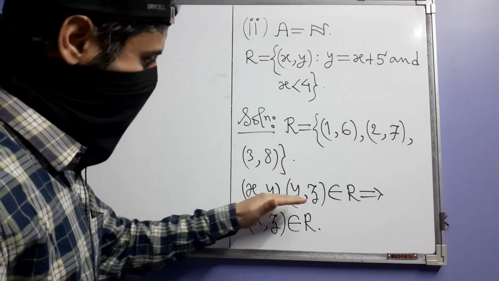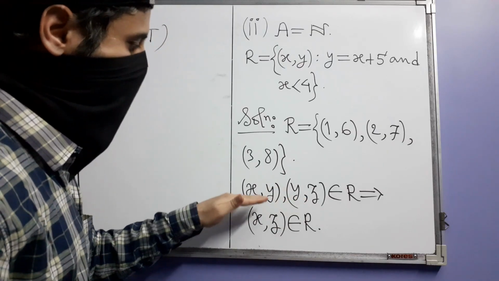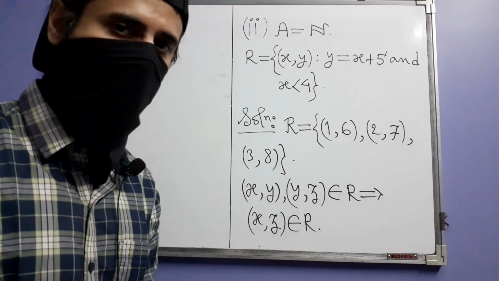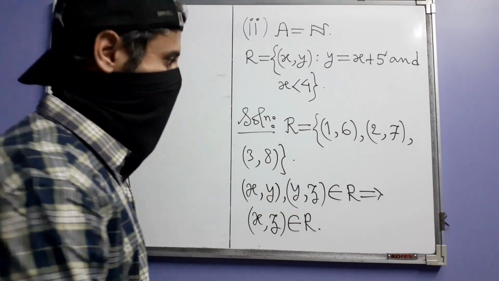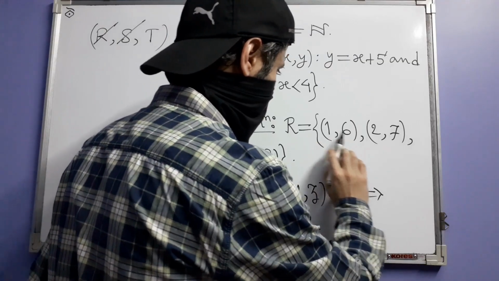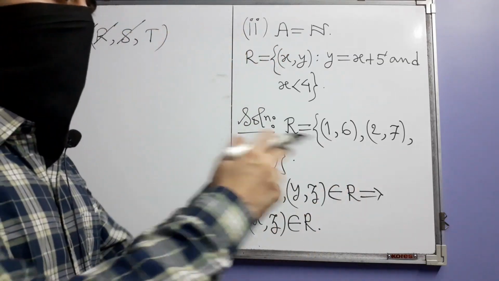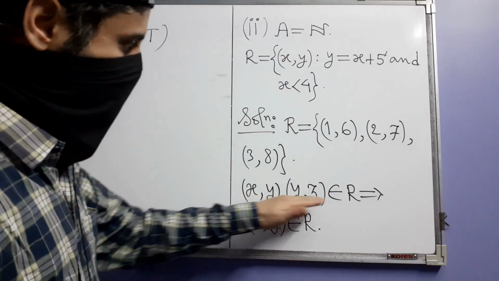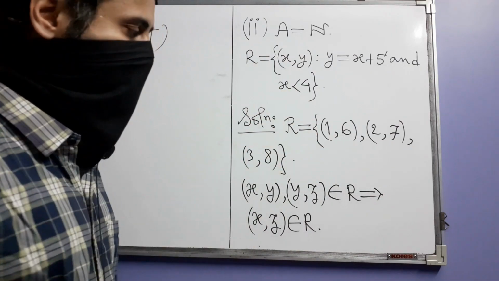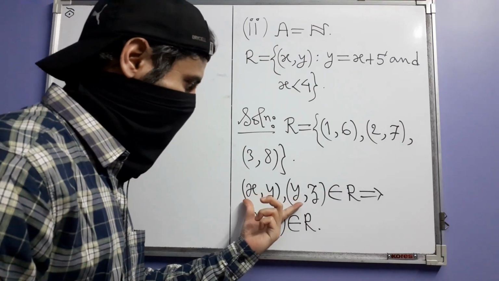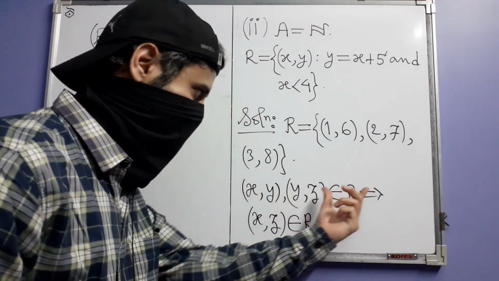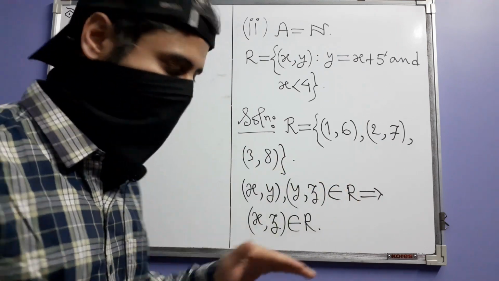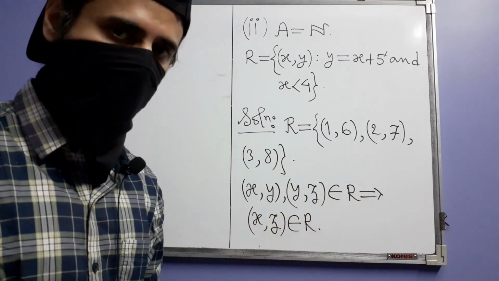Can you find any ordered pairs which you can take in place of x, y and y, z here? No, because for example we have 1, 6, we do not have 6, something. Okay, so this implication in this situation does not have any hypothesis. The left side, that statement is the hypothesis of the implication and the right side is the conclusion.